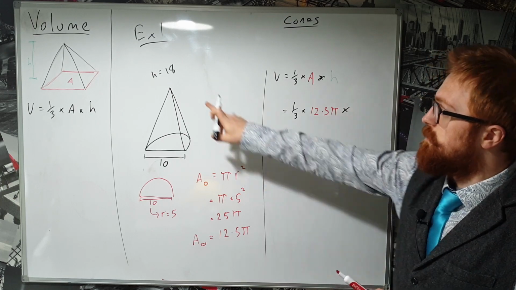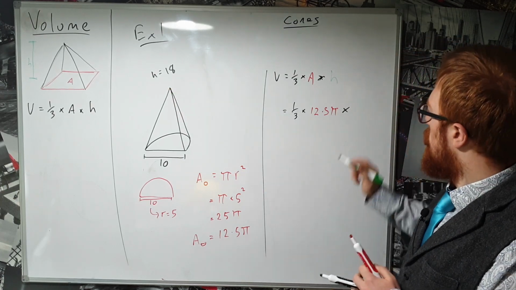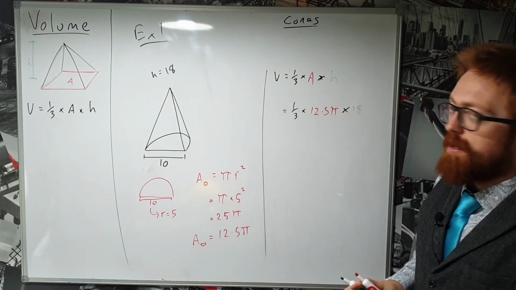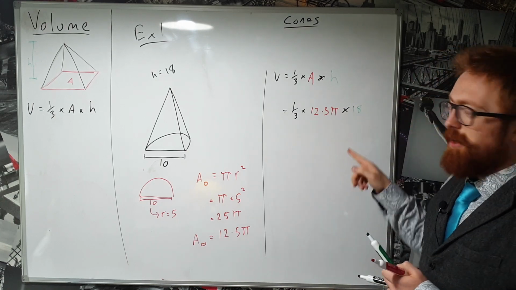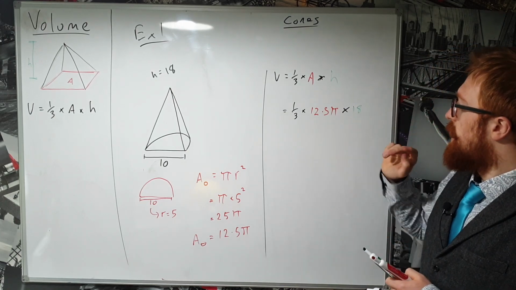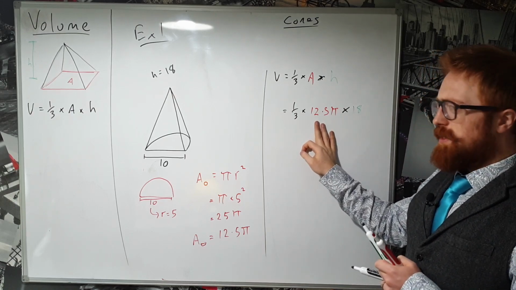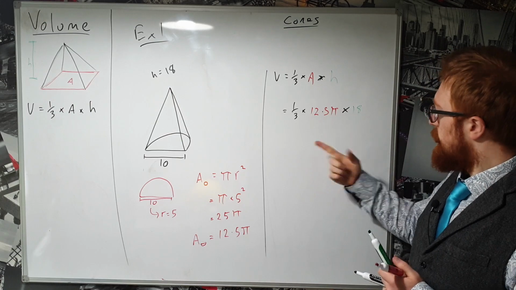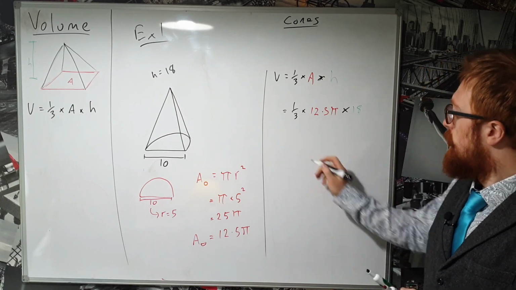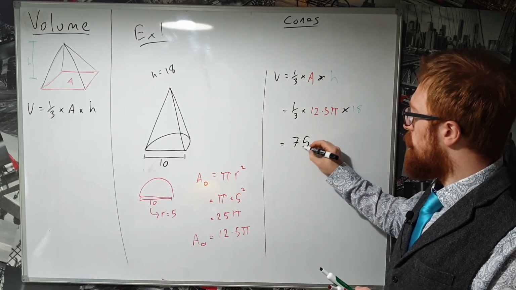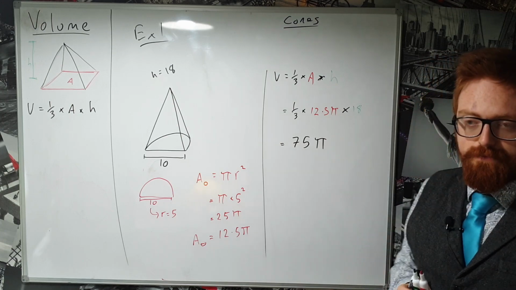And our height, we're told, is 18. So again, we can use a similar trick to before, work out 1/3 of 18 first, which is 6, and then do 6 times by 12.5. Or 2 times by 12.5 is 25, and times that by 3 to make it up to 6, gives me an answer of 75 pi.